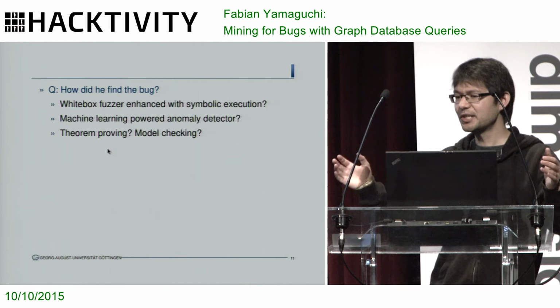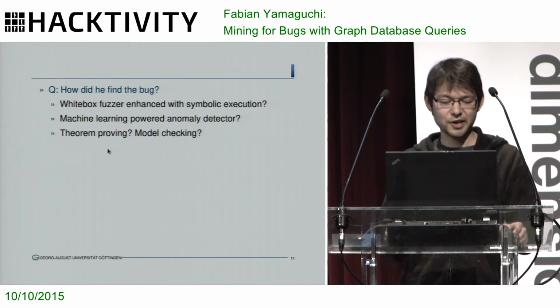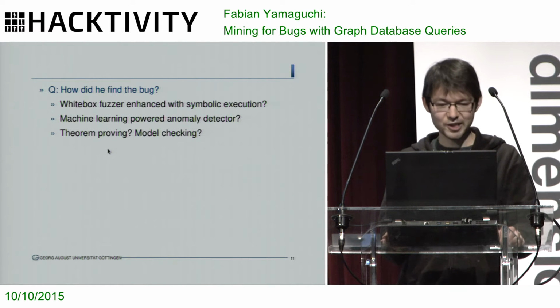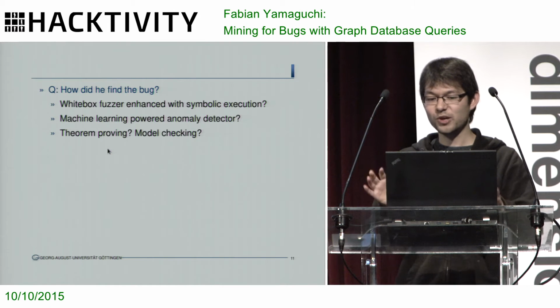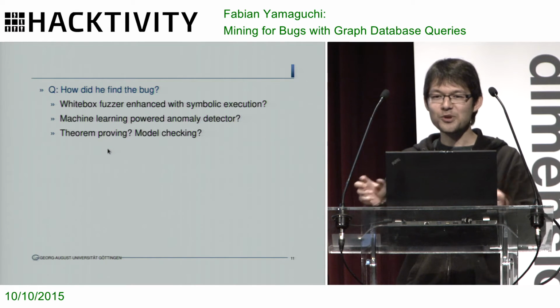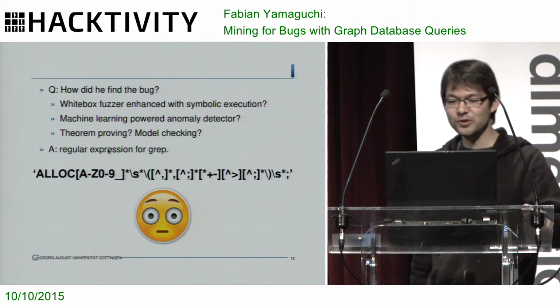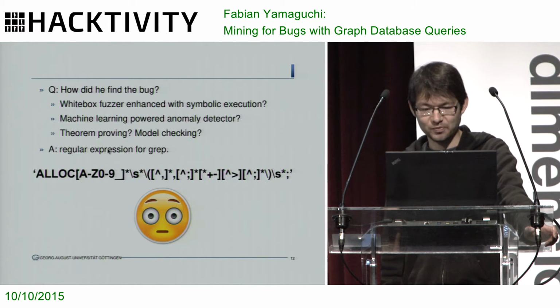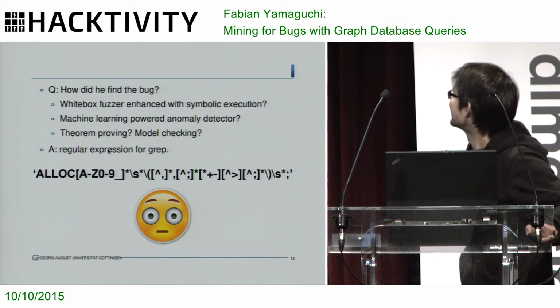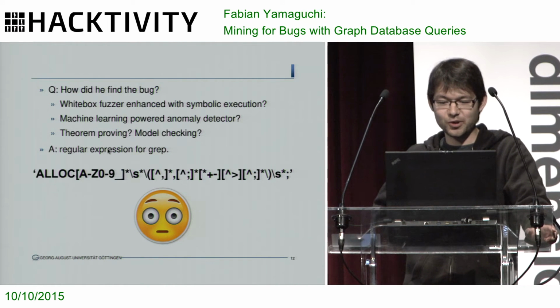And now the question is, how did he find this bug? And particularly when you talk to academics, they will expect something really evolved right now. So did he use a white box fuzzer enhanced with symbolic execution, or some machine learning powered anomaly detector, or theorem proving or model checking? But it turns out all he did was he used grep, right? So this is the regular expression that he used to uncover the bug.